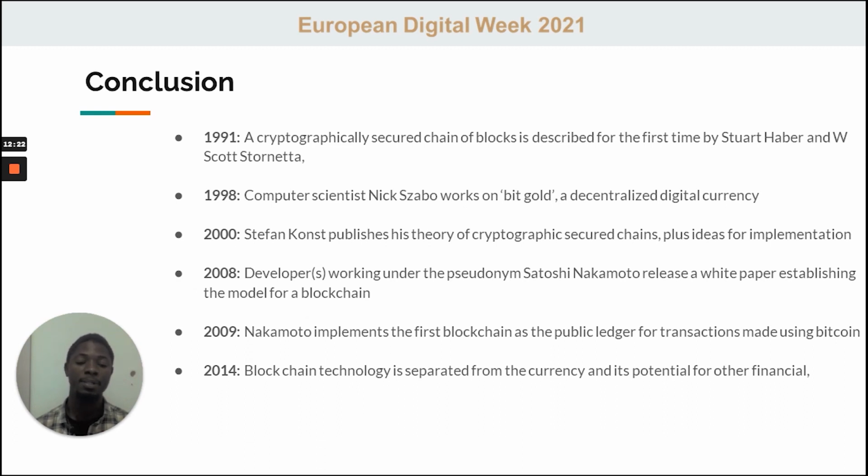As soon as this paper starts circulating, Nick Szabo implements the first blockchain as a public ledger for transactions made using Bitcoin. Since that time, Bitcoin has become the first application of blockchain technology, and it is now separated out to the people. And in 2014, blockchain technology became separated from the cryptocurrency and became a potential for other financials. So these are the ideas that can be traced back to the origin of blockchain technology and where the cryptocurrency first developed.